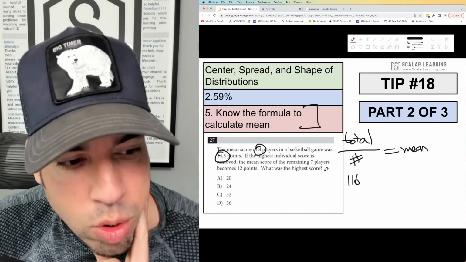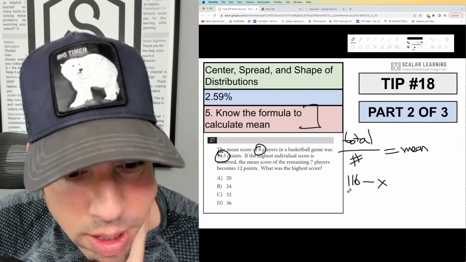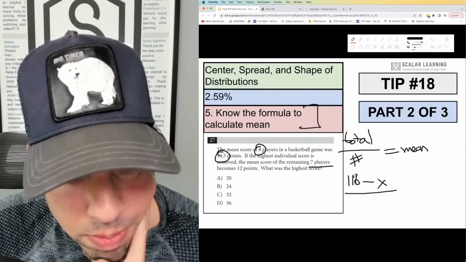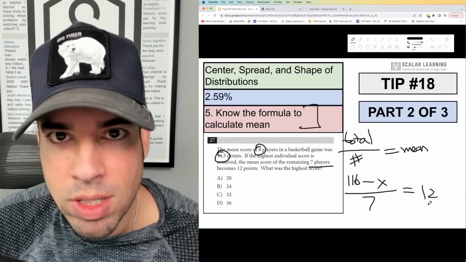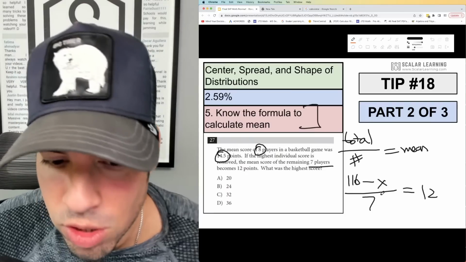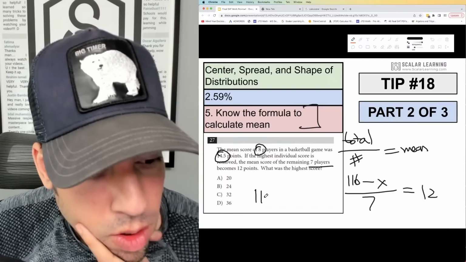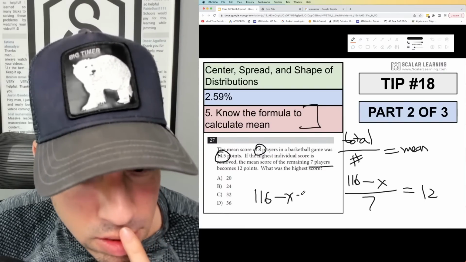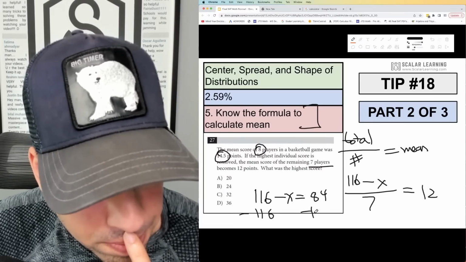So there's my total. But now we're removing the highest score, and then we're dividing by my new number of players, 7, to get a new mean of 12. That's what I mean by using that formula. So we take these values, we plug them in. Now we have an equation that we can solve for that highest score value. Multiply both sides by 7. 116 minus x equals 84 minus 116.